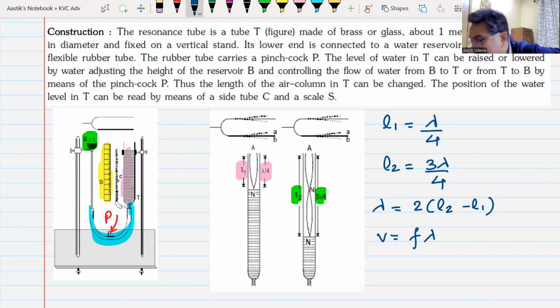L2 minus L1: first resonance, second resonance. You don't have to write anything else. You don't have to draw the diagram even. This is just for you to understand what is there. The only thing you have to understand is that L1 is the first resonance length, L2 is the second resonance length, and from there, how do you get the lambda? Lambda is what we are after, not anything else. Do we understand this?